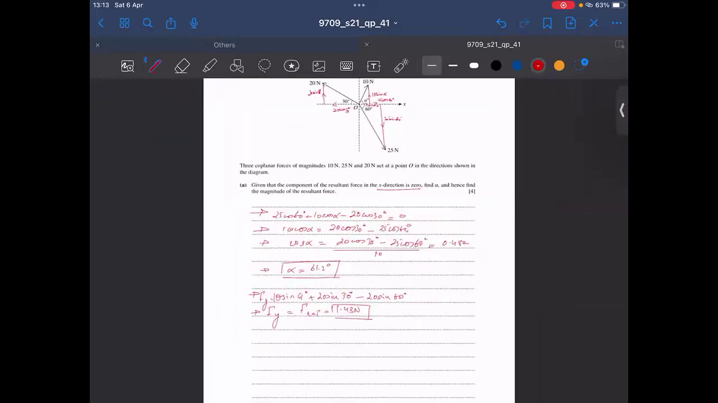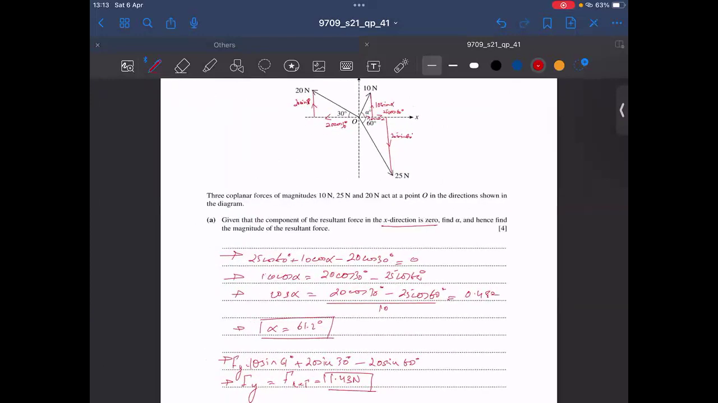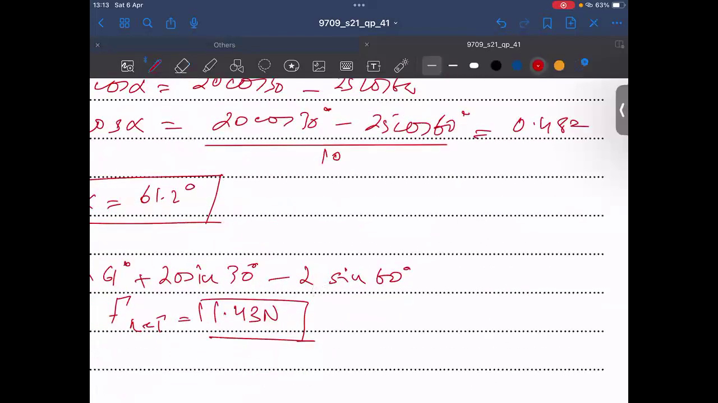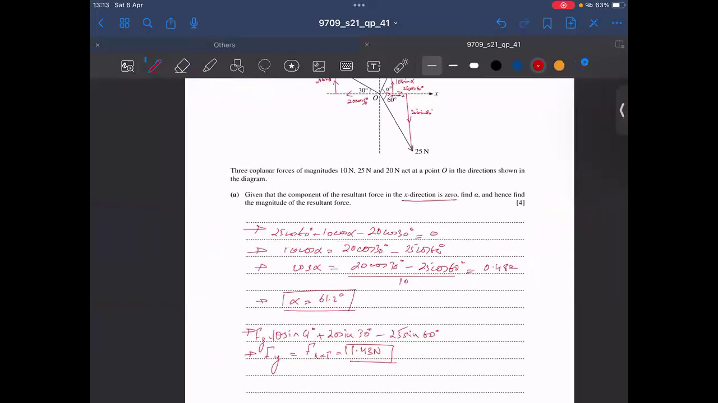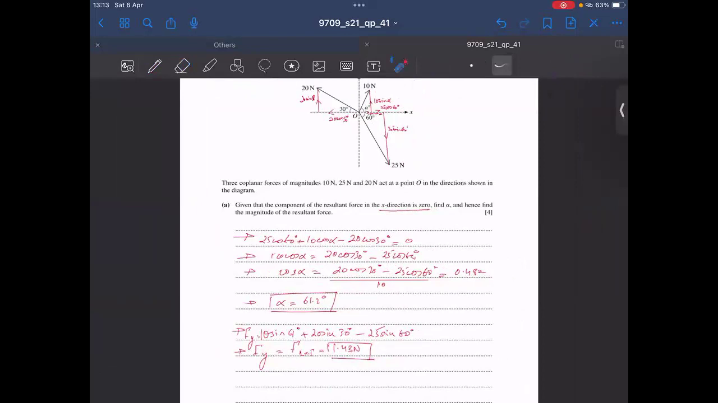Is the answer correct? No. The answer is 2.89. What did you miss? The answer for alpha is correct? Yes, it's 61.2. So 10 sine 61.2 plus 20 sine 30 minus 25 sine 60. Yes, the answer is 2.89, sir.